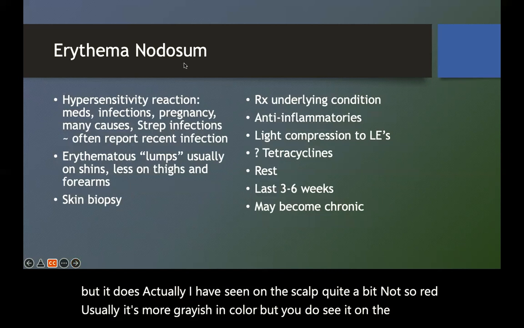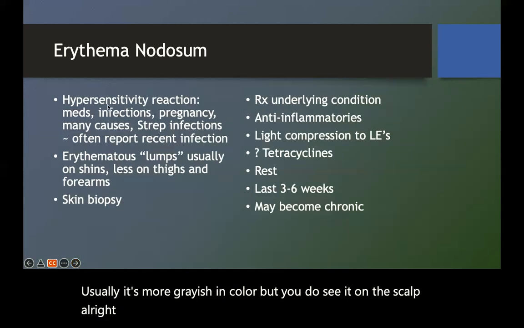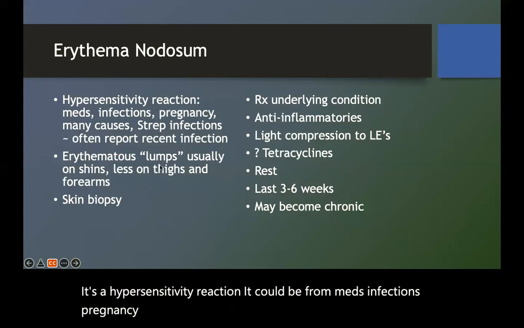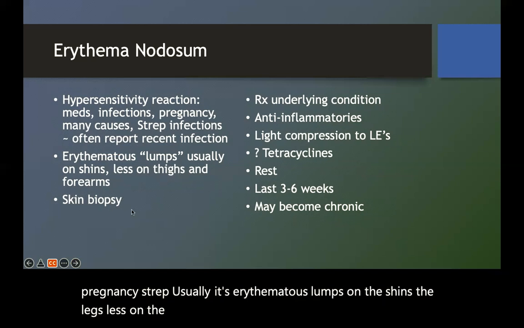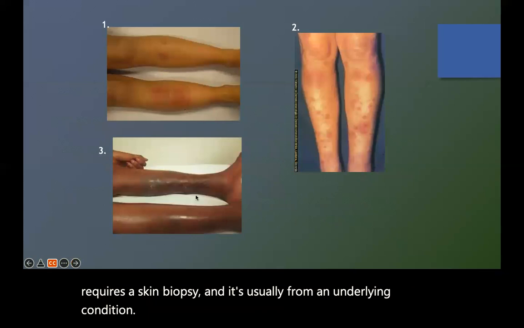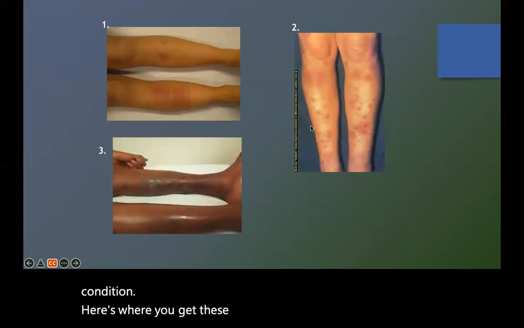All right, erythema nodosum. It's a hypersensitivity reaction. It could be from meds, infections, pregnancy, strep. Usually it's erythematous lumps on the shins, the legs, less on the thighs and the forearms. This requires a skin biopsy, and it's usually from an underlying condition. So here's where you get these little nodules.